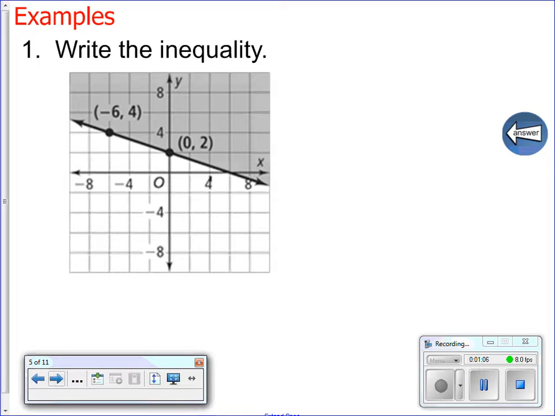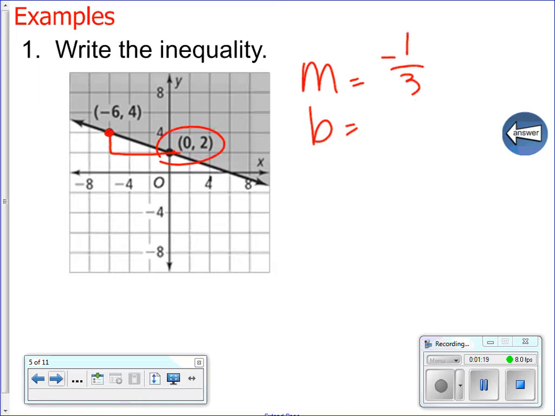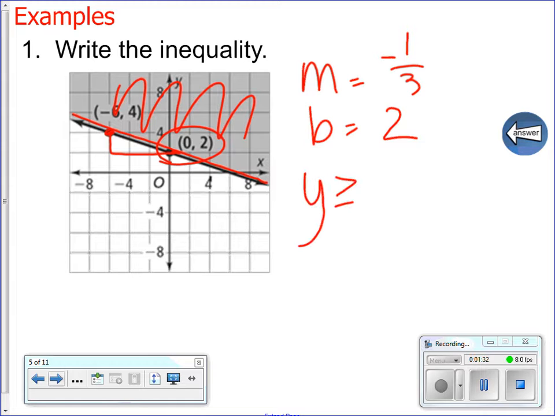So from a graph, we need to find our slope and our y-intercept. So our slope, I choose 2 points. Go down 1, right 3, down 1, right 3. Our intercept is right here. I can see that my shading is above, so that's greater than. And I can see that my line is solid, so that means it's greater than or equal to. So y is greater than or equal to negative 1/3 x plus 2.